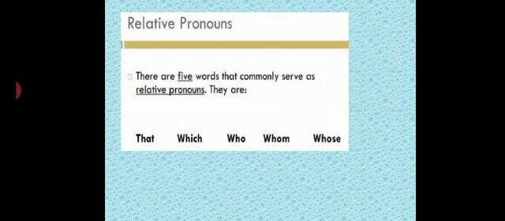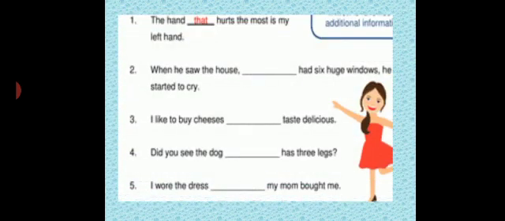See, these are some commonly used relative pronouns. I told you WH, but in context of pronouns, we call them relative pronouns. There are 5 words that are commonly used as relative pronouns. They are which, who, whom, whose, and importantly, that. Now, let us solve some examples.